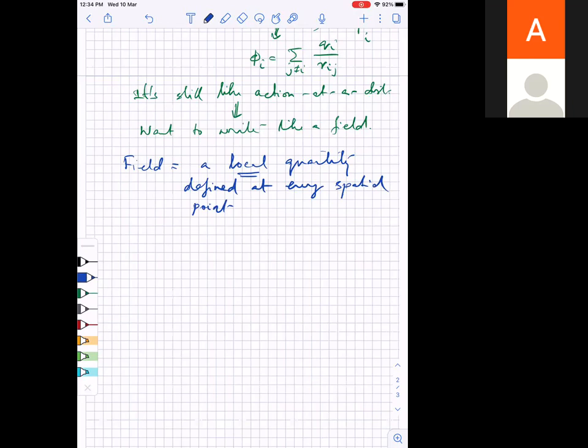I apologize for my handwriting. I hope you can still read it. I'm not trying to write it very carefully, so it's not that good. Okay. So this is my definition of a field: a local quantity defined at every spatial point.